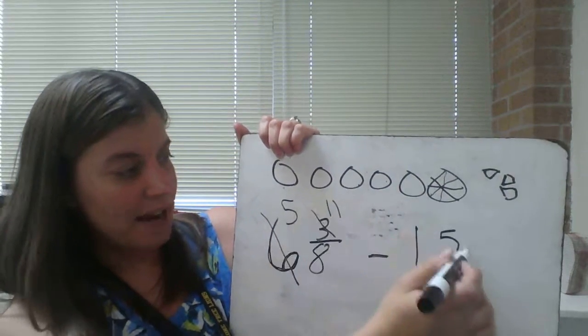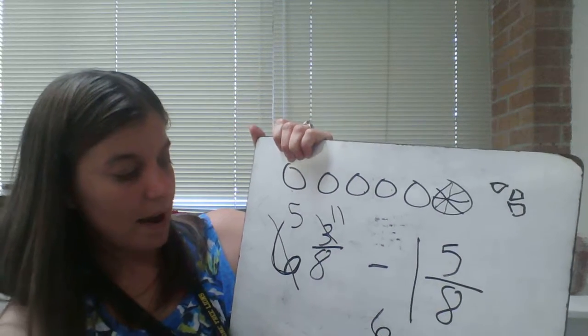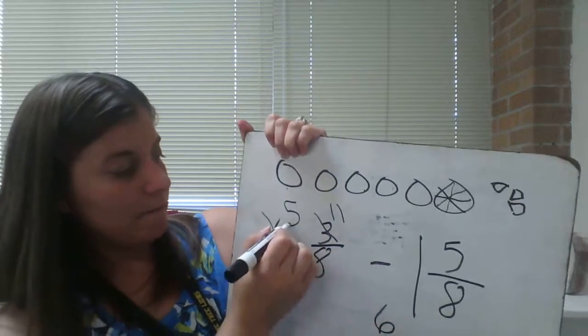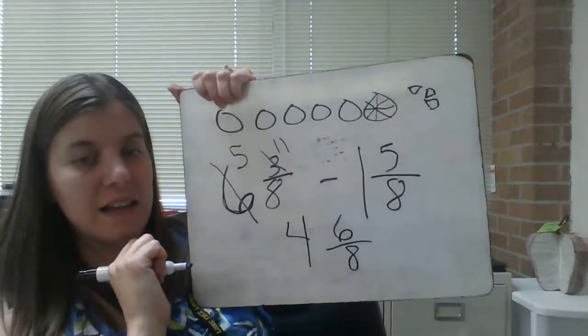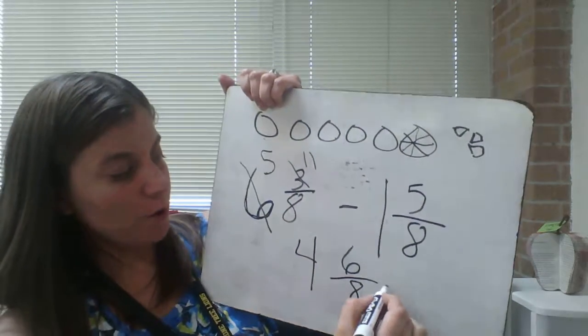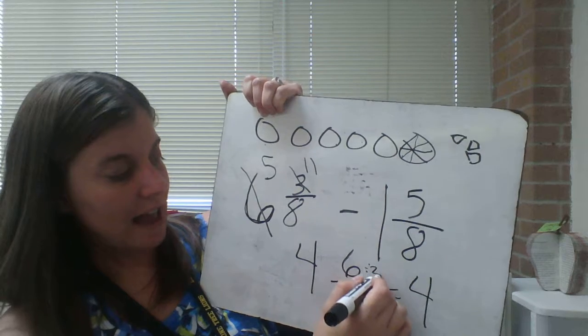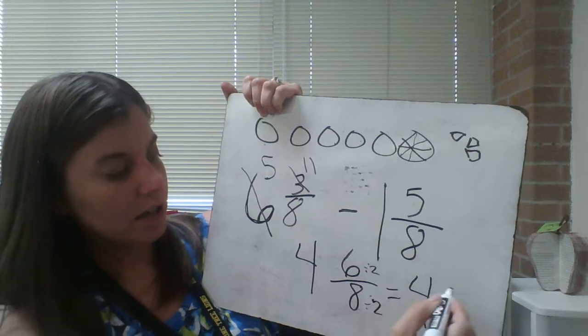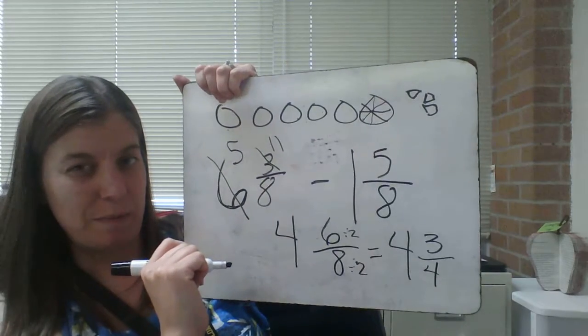So 11 minus 5 we can now do, which is 6. Bottom number stays the same. 5 minus 1 is 4. Okay, last step, simplest form. We got to reduce it. 4 and divide these in half because they are even numbers. 3/4. 4 and 3/4 would be my final answer.